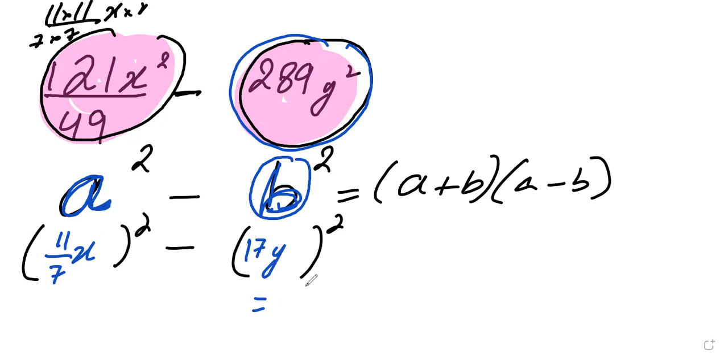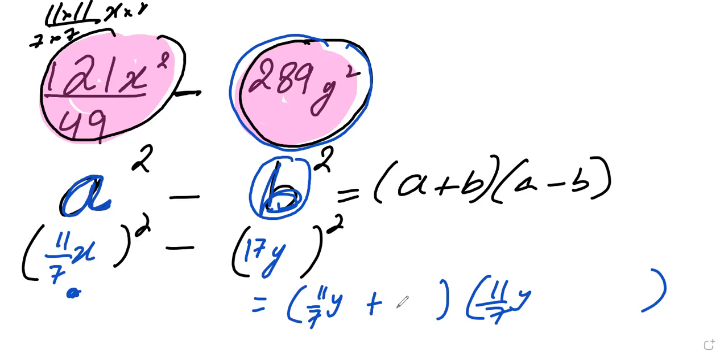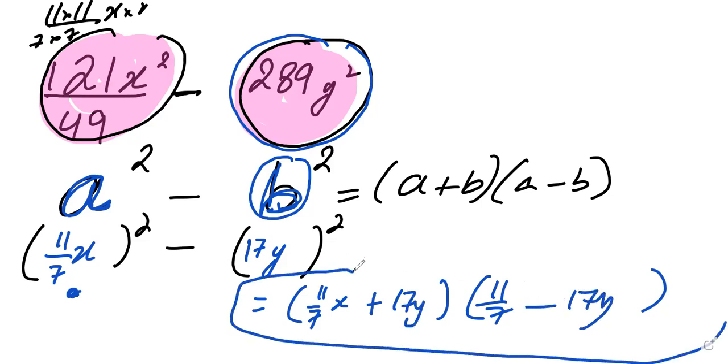So I need A and B both. The result is (A plus B) and (A minus B). What is A? 11 upon 7x. What is B? B is 17y. So this is your answer. Simple, it's not difficult. Now come to the next one. I'm giving you another example of an algebraic fraction.